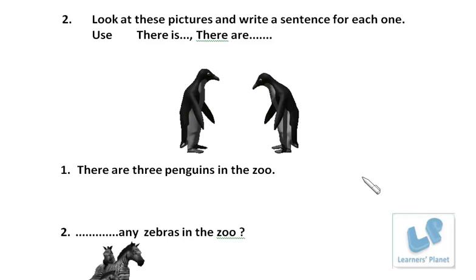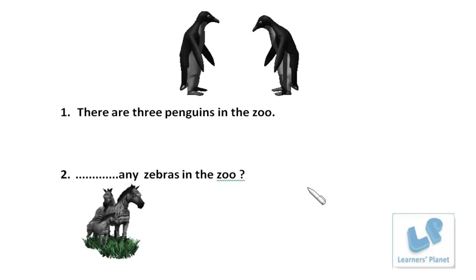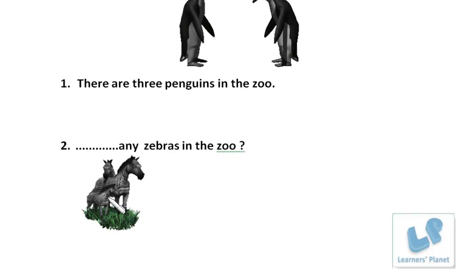Okay, let's see this exercise now. Look at these pictures and write a sentence for each one. Use there is, there are. Okay, there are 3 penguins in the zoo. Okay, we can see 3 zebras over here. So, we have to make a question because there's a question mark over here. So what will be the question?